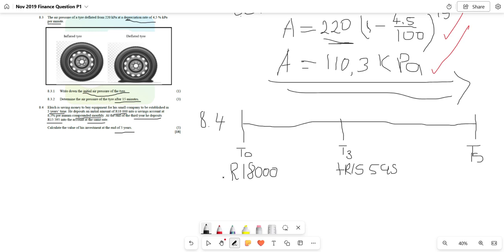Then after indicating the amounts here, you must indicate the interest rates. And we see that the interest rate is the same throughout the number of years. From T0 all the way to T5, the interest rate is the same. What is our interest rate? It is 8.5% per annum compounded monthly.